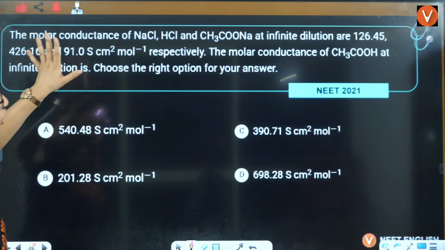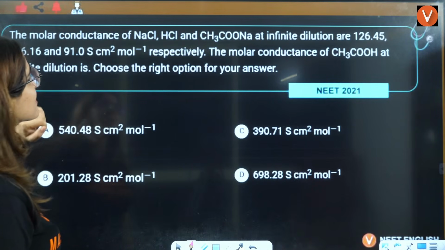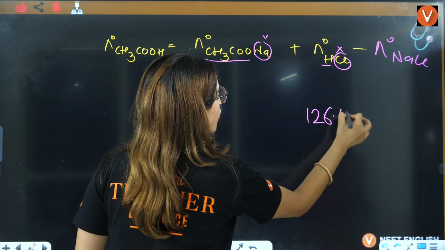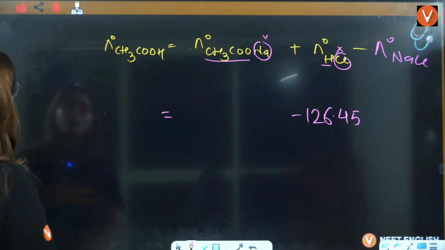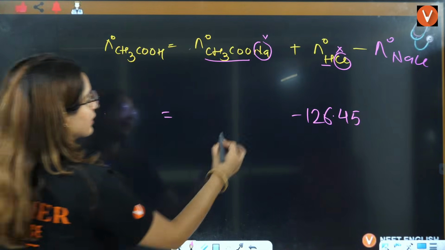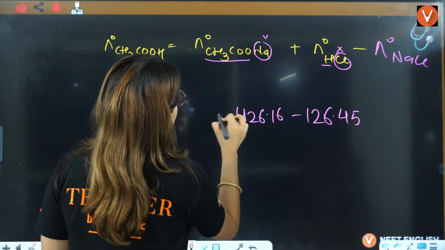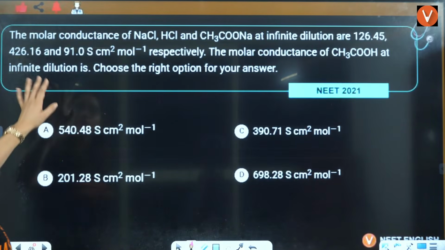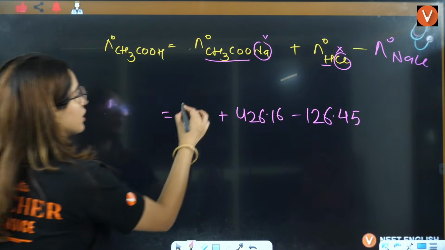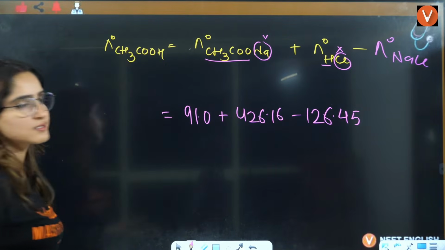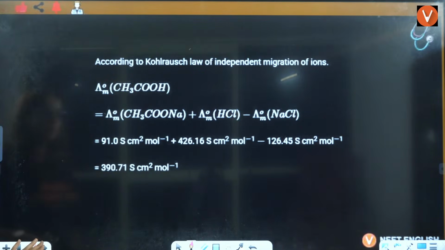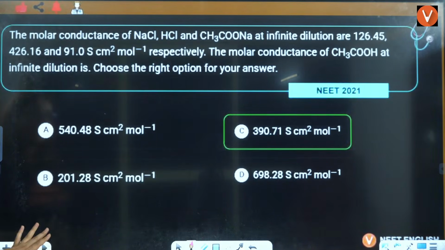Molar conductivity of NaCl is 126.45. What is the molar conductivity of HCl? That is 426.16, I think. What is the molar conductivity of CH3COONa? That is 91.0. So add this, do the calculations, and you will get your answer, right? Okay. Yes, everybody.